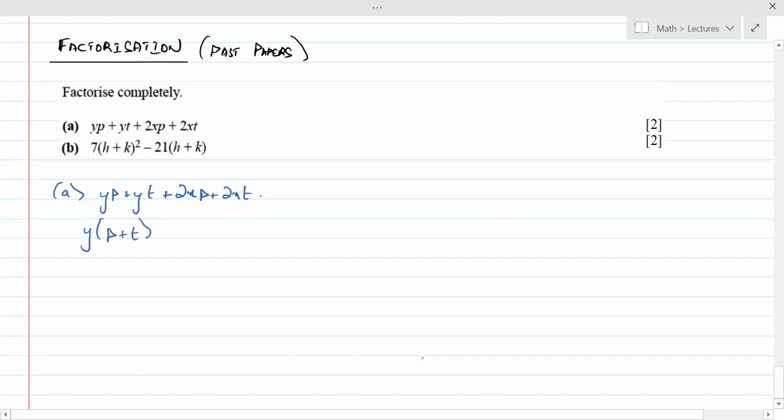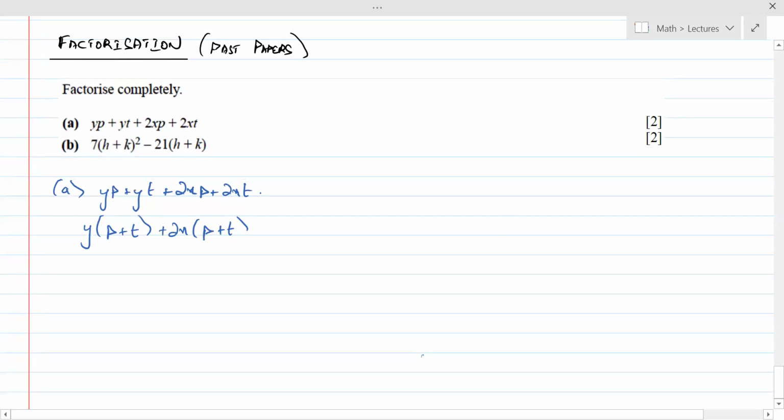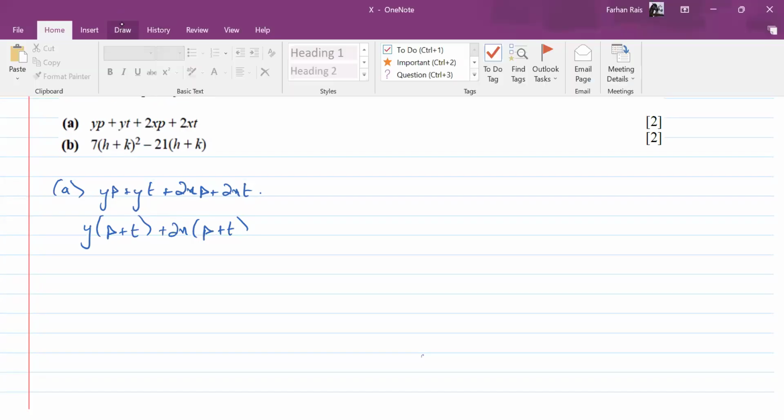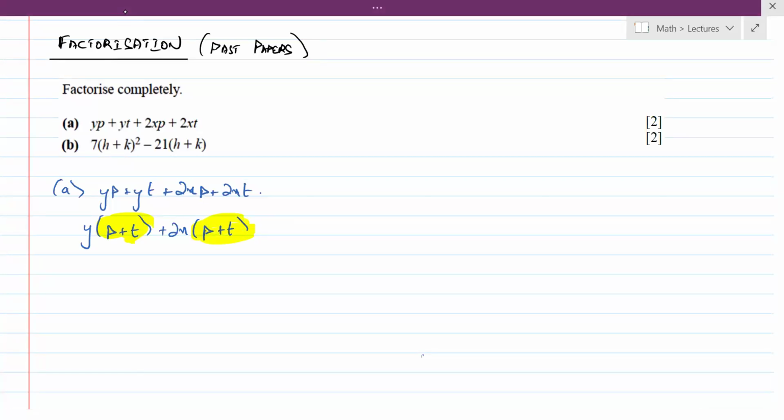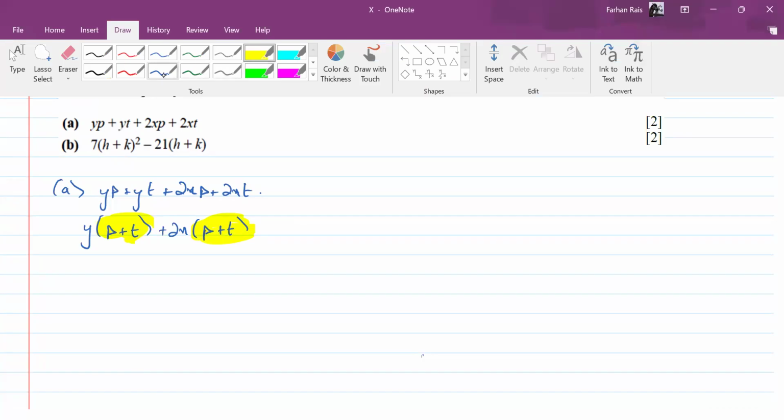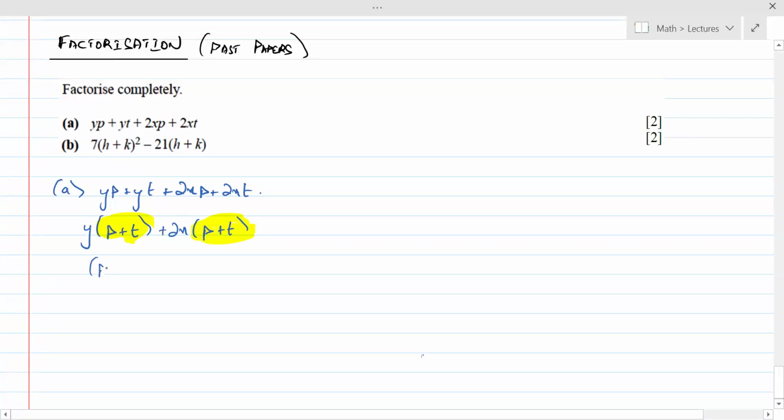For the later 2 terms, you can see 2x is common. So 2x when taken common, first term would be left with p, second term would be left with t. Now for these 2 terms formed, you can see p plus t is common for the 2 terms. So you take p plus t common here, p plus t when taken common. The first term would be left with y and the second term would be left with 2x. So we have got the factorized form.